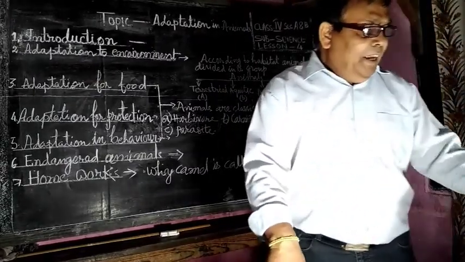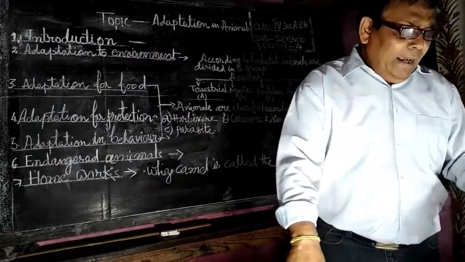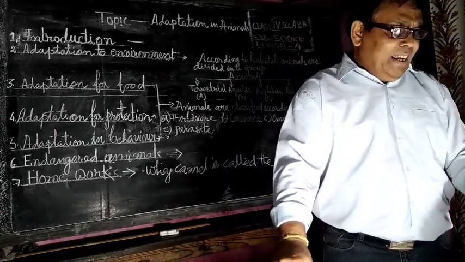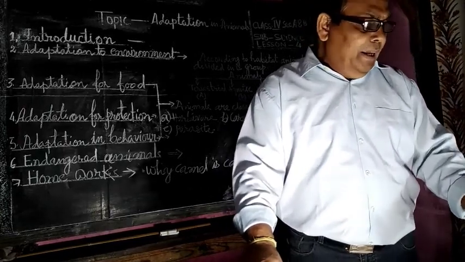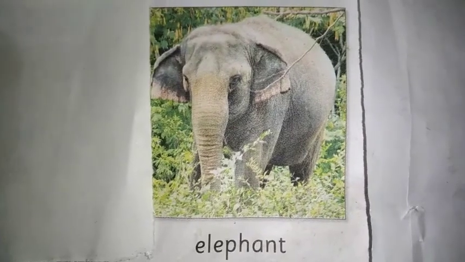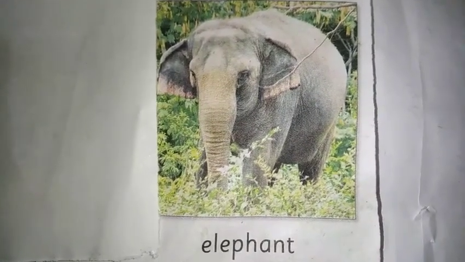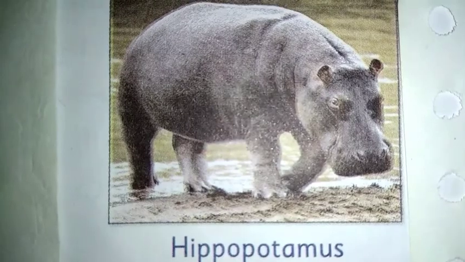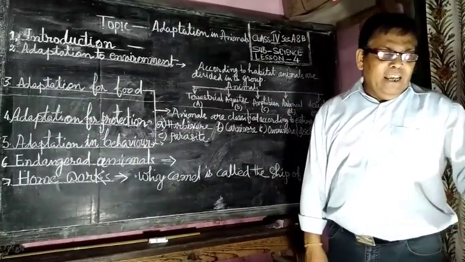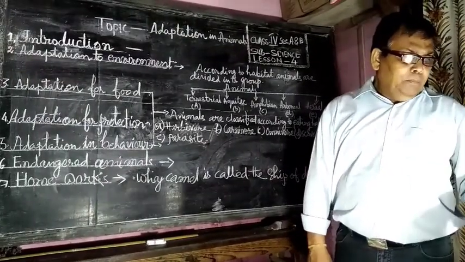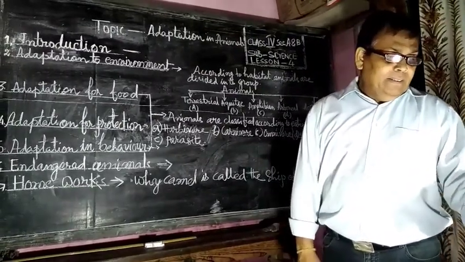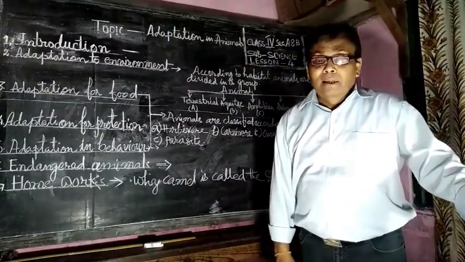Animals like elephant, whale and hippopotamus have no natural enemies. Their size scares away most of their enemies. See the hippopotamus and elephant. Animals like turtle and snail have a hard shell that protects their soft body parts when someone attacks. See the picture of turtle and snail.